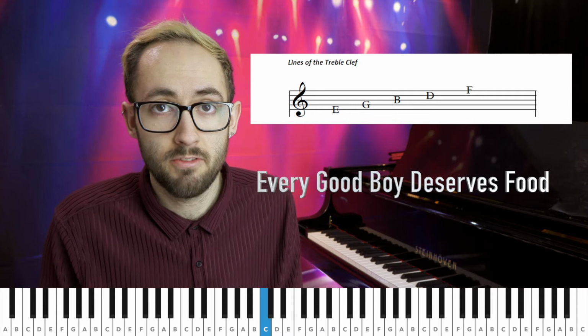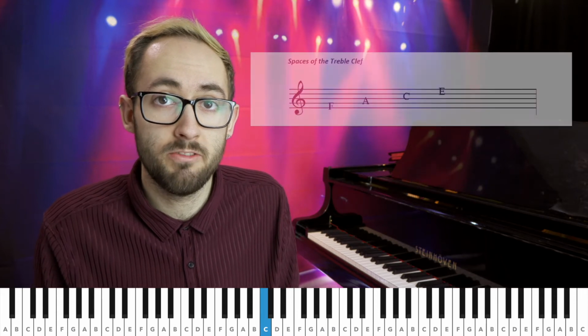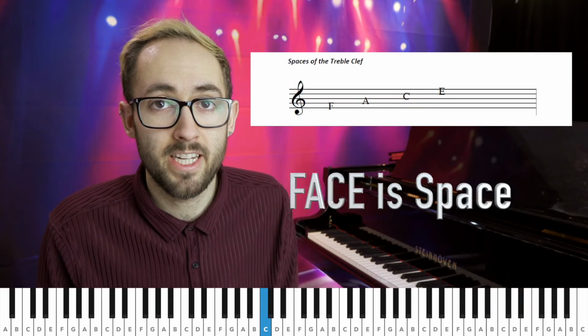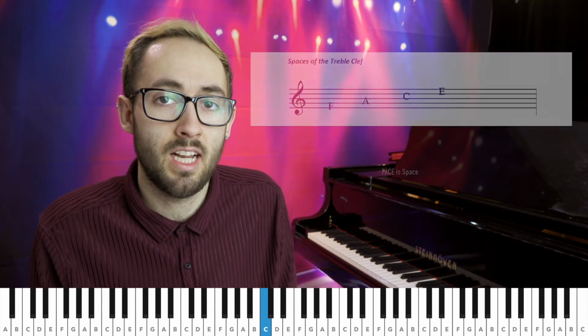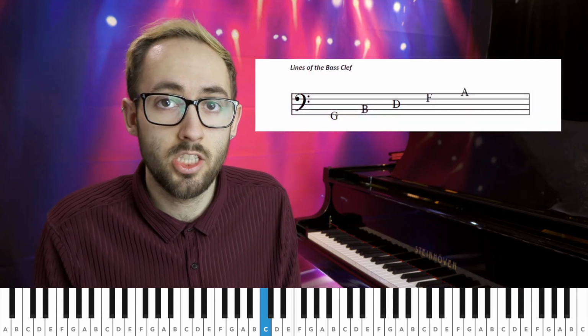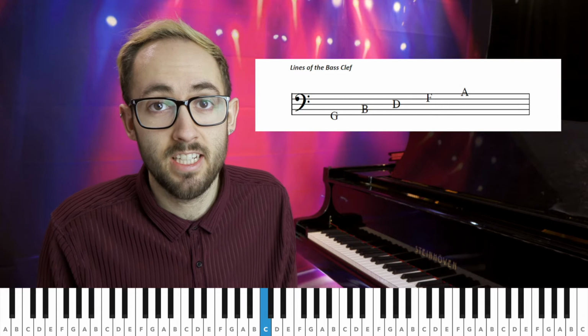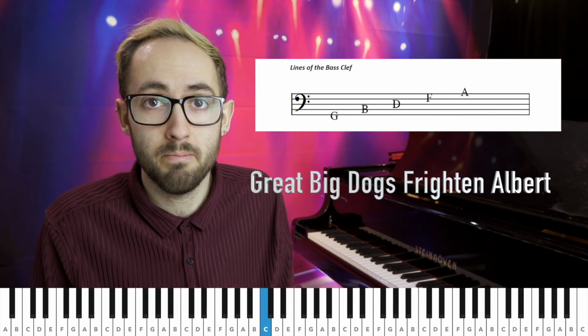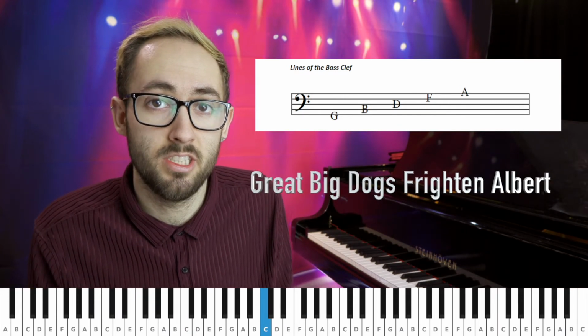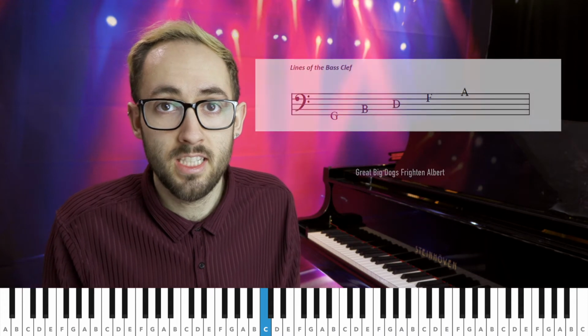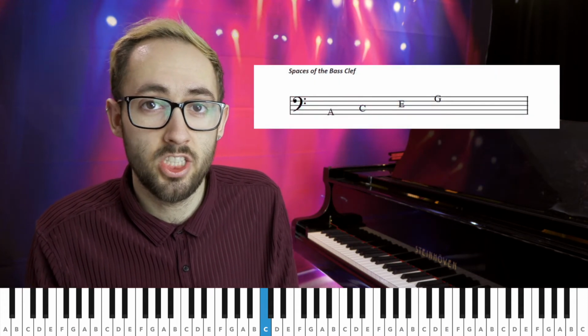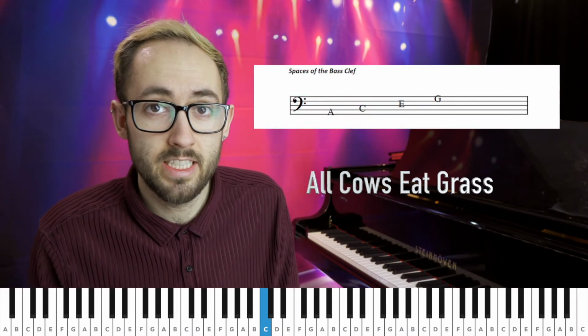The spaces for treble clef spell out the word face, so you can just remember face is space. In bass clef, each of the lines are G, B, D, F and A, and you can remember great big dogs frighten Albert for this one. And in the spaces, it's A, C, E, G, so all cows eat grass.